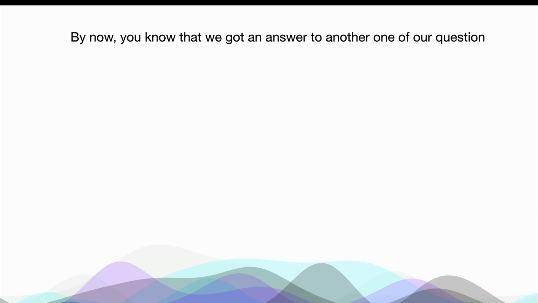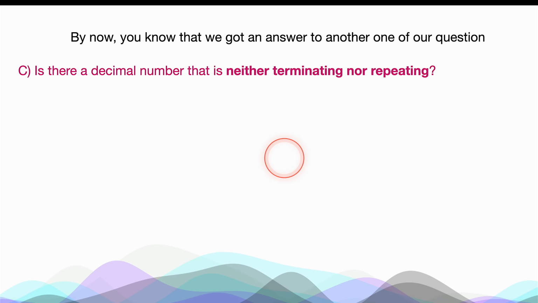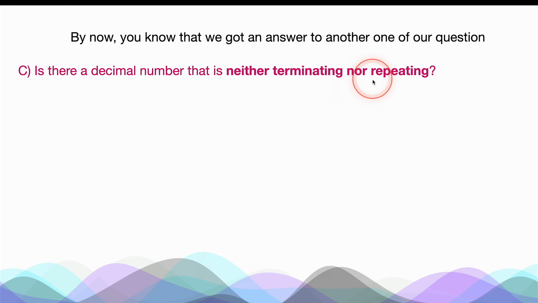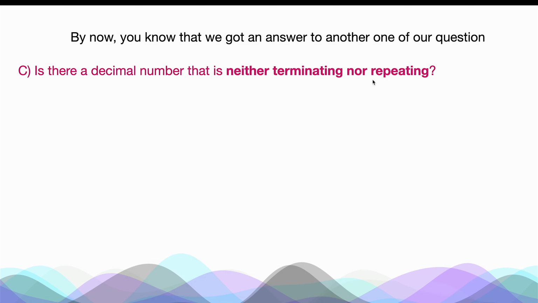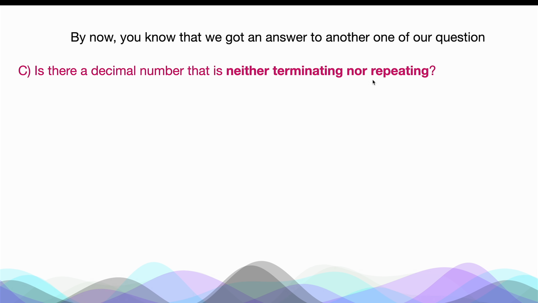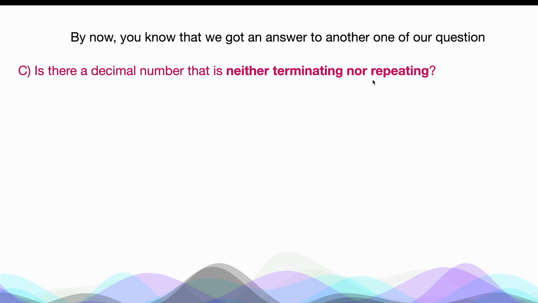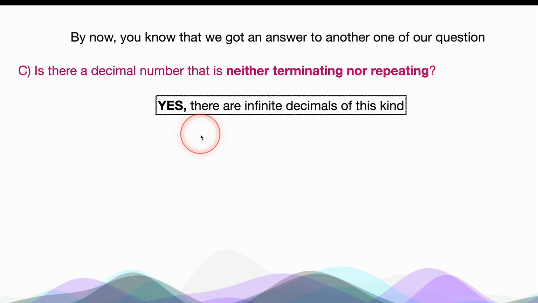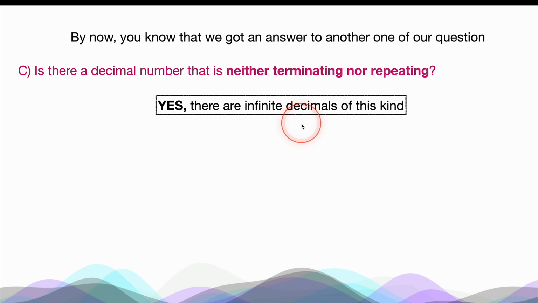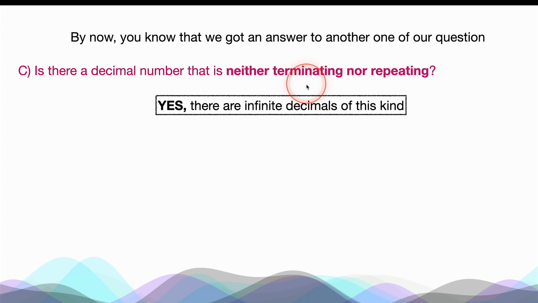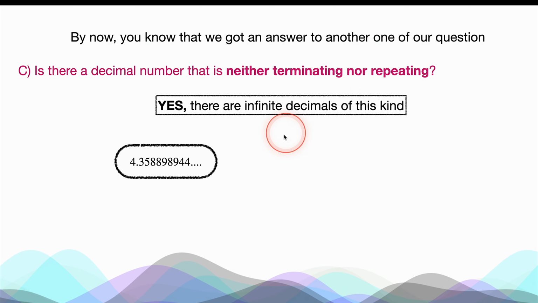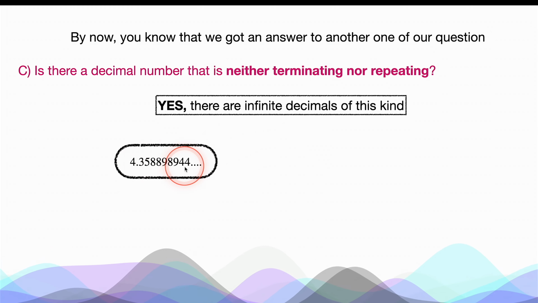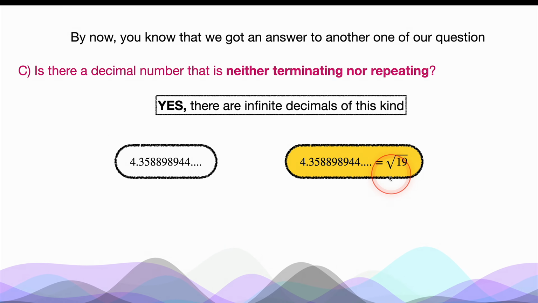So by now you know that we got the answer to one of our questions, that is, is there a decimal number that is neither terminating nor repeating, right? This is the reason we took a detour from our lecture and tried to calculate the values of square root of 2 and 3, and now we know that yes, there are infinite decimals of the kind that will be neither terminating nor repeating. Okay, so sometime back I showed you this particular number 4.35 and so on. This is nothing but the square root of 19.